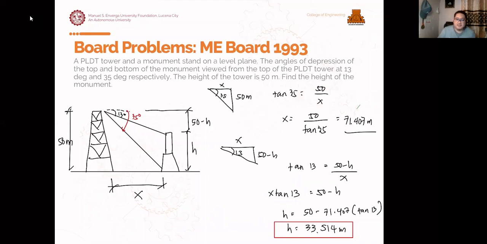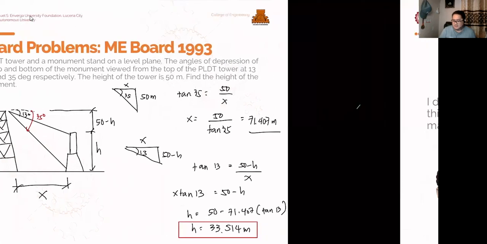So almost the same as the first problem, I think. Right? Yes, no, sir. Okay. So, ayan.